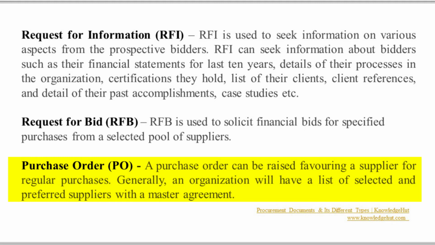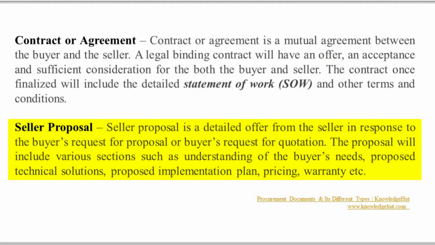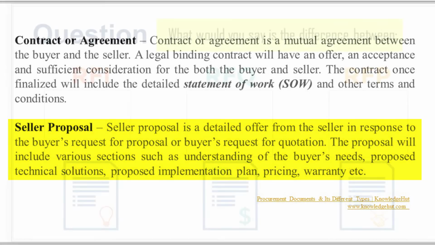Generally, an organization will have a list of selected and preferred suppliers with a master agreement. Contract of agreement. A contract of agreement is a legally binding contract which will have an offer and acceptance and sufficient consideration for both the buyer and the supplier. Seller proposal. The seller proposal is a detailed offer from the seller in response to the buyer's request for proposal or buyer's request for quotation.